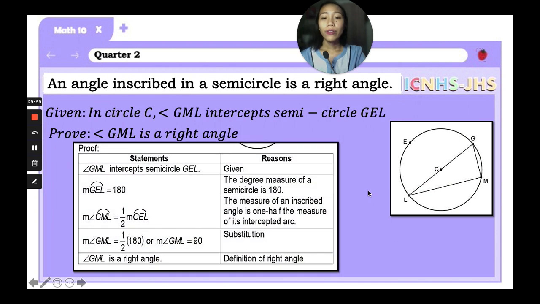Here is the proof for that. This proof can be found in your learning materials for the learners. The statements are given and also the reasons are provided. If we check each statement with its corresponding reason, we can see that angle GML intercepts semicircle GEL. That is by given. Next statement, the measure of arc GEL is 180, because what is the measure of a semicircle? It is 180 degrees. And how about the measure of angle GML?